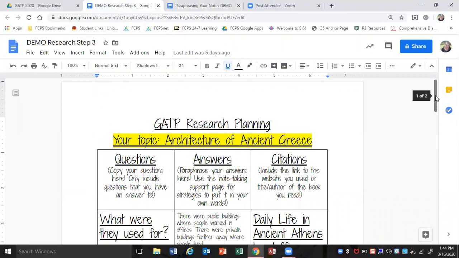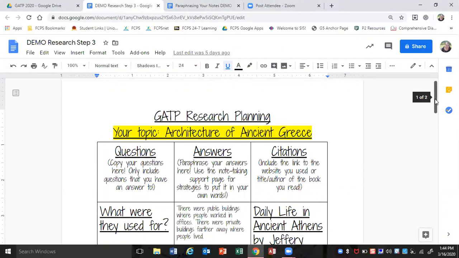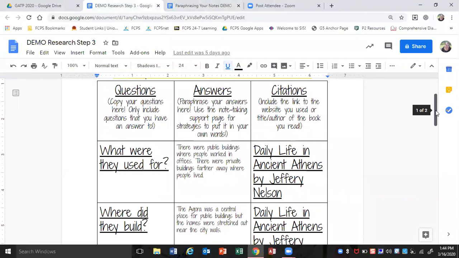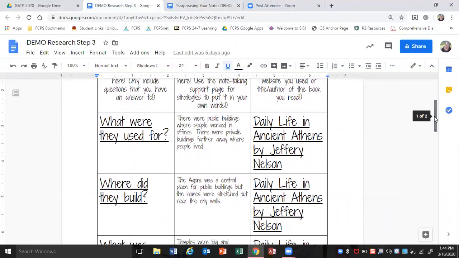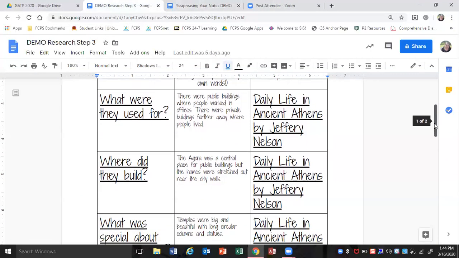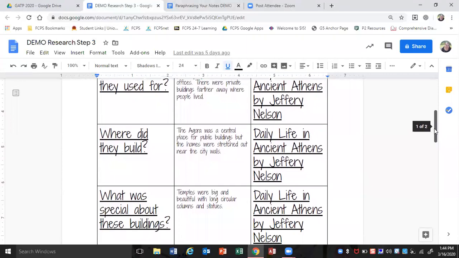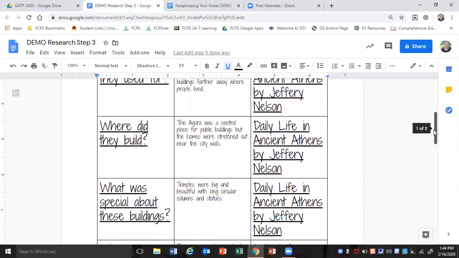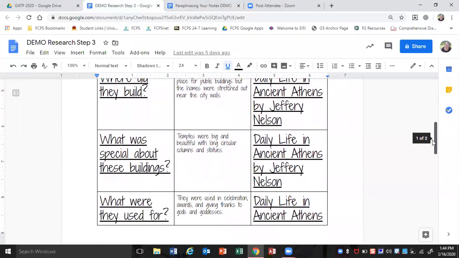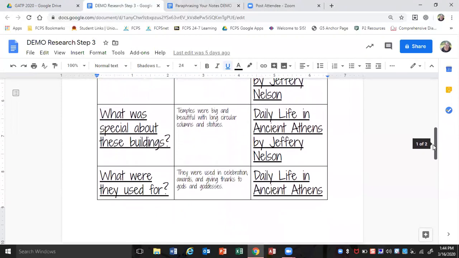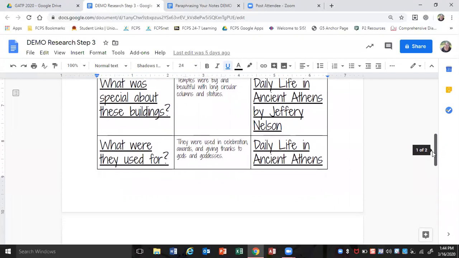So here are some notes that I have about my topic, which is architecture in ancient Greece. I'm just kind of looking through, skimming what I've already collected so far. I know that the public buildings in Greece are where people worked, and this usually was a separate part from where the private buildings were, where people lived. I learned about this central place called the Agora, which is where a lot of the public buildings were located.